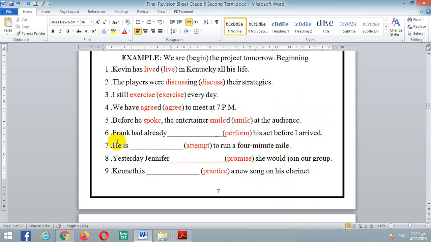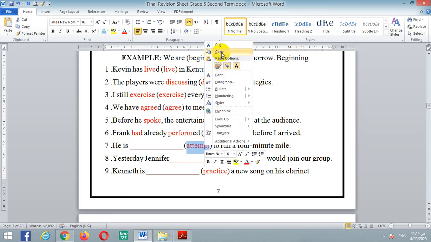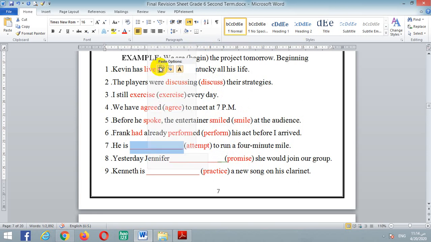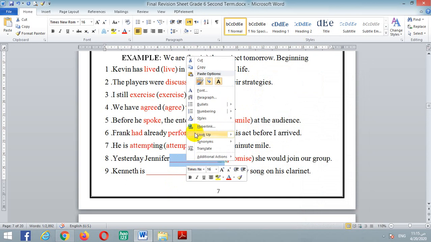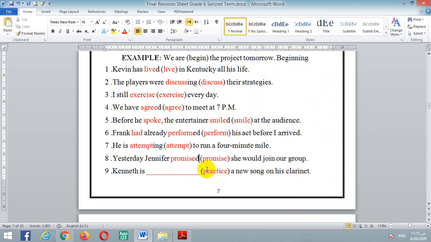Frank had... after have, has, had, we use, yes, here we have had, so after had comes the past participle. The past participle of the verb perform is, it's a regular verb, so it will be performed, we add ed only. He is... here we have is, as I said before, am, is, are, was, were, verb plus ing, so attempt will be attempting. Okay, what will we do? Only add ing. Number 8, yesterday Jennifer promised she would join our group. Here yesterday refers to the past, so put the verb in the past. Promise is a regular verb, so only add d because it ends in e.